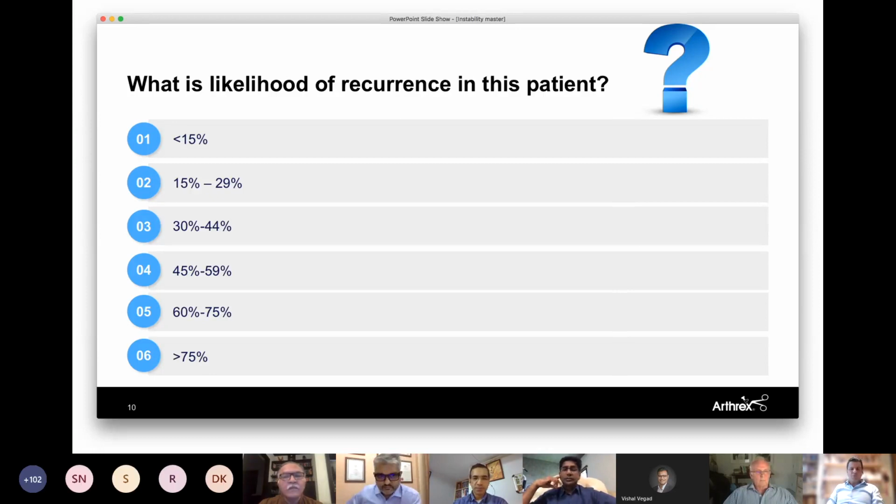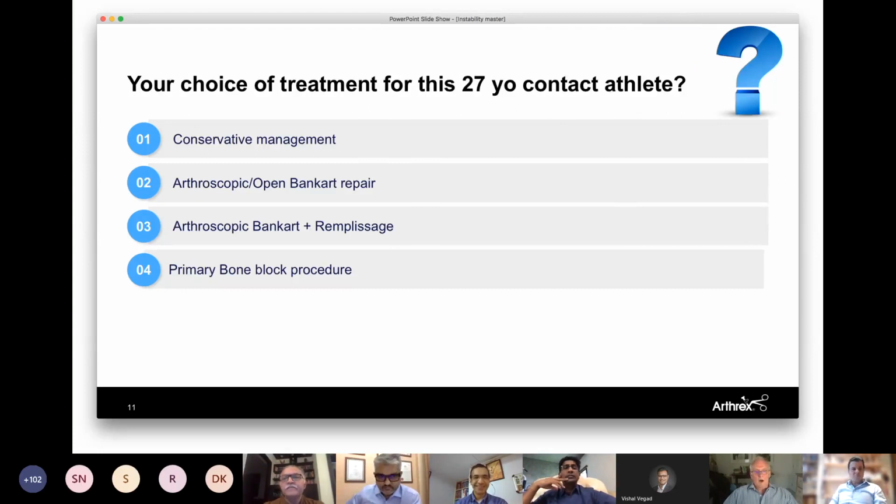Anyway, let's get on. Our next poll is already up. While they pull that up, I think we're going to see a lot of people say conservative management, but you've got all the options there, and I don't think you really add much to it. Does anybody else in the faculty have another option which they would consider at this stage?